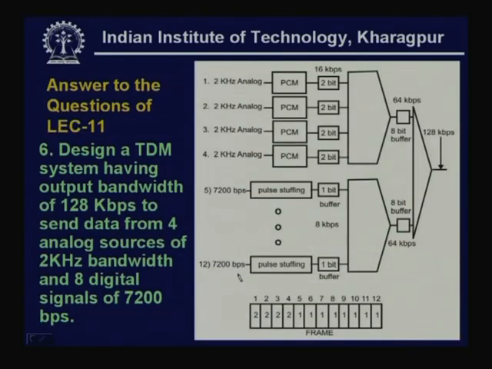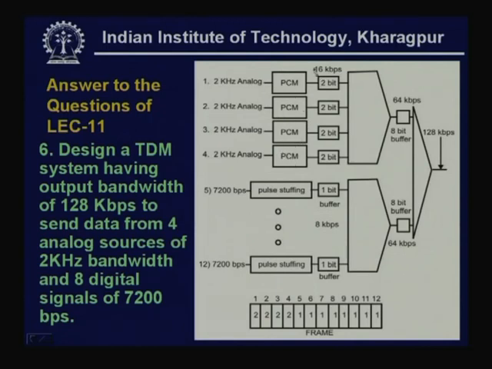Finally, this is the last question that was given. Design a time division multiplex system having output bandwidth of 128 kilobits per second to send data from 4 analog sources of 2 kilohertz bandwidth and 8 digital signals of 7200 bits per second. Here it is shown these 2 kilohertz analog signals which are coming from 4 channels are converted into digital form by using pulse code modulation.